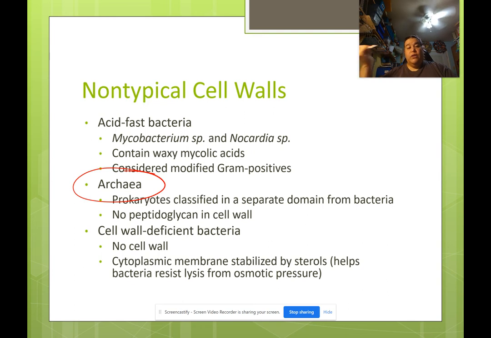We also have those bacteria that are cell wall deficient, meaning that they have no cell wall at all. The cytoplasmic membrane is instead stabilized by sterols. It basically helps the bacteria resist osmotic pressure and over-inflation because of water content. So sterols, you might think of cholesterol, because that's actually one of the things that helps our cell membranes stay more stable. But in this case, it's probably a different one.